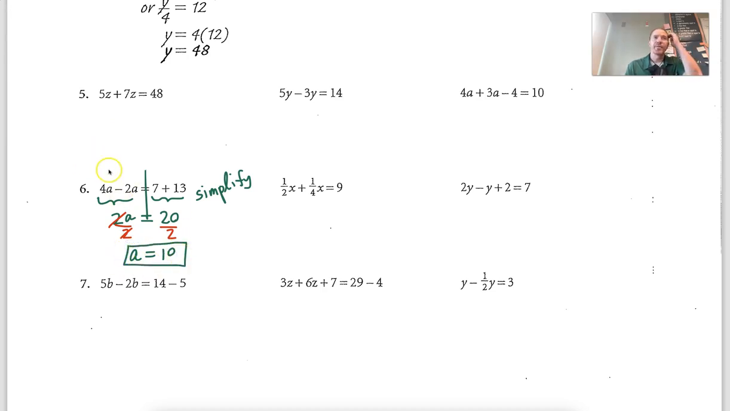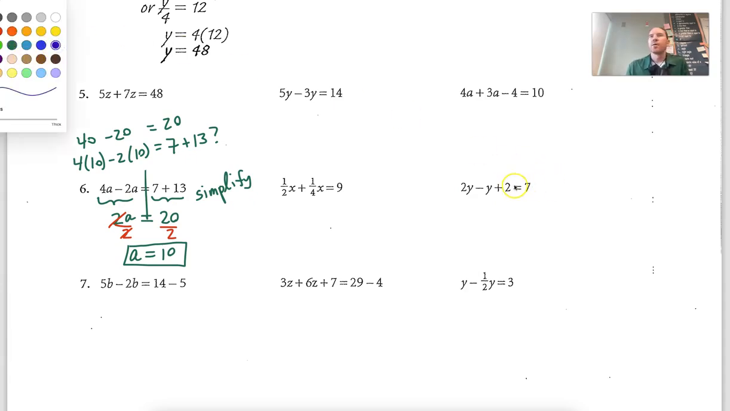Still important to check. I'll just quickly do the check step here. It'd be 4 times 10 minus 2 times 10. Does that equal 7 plus 13? You can work through all that. I recommend it, but what you're going to find is this will be 40 minus 20. 7 plus 13 we already know is 20, and this checks out. 40 minus 20 equals 20. But remember, you should still be doing the check step. All right, so now let's do the last one in that row.